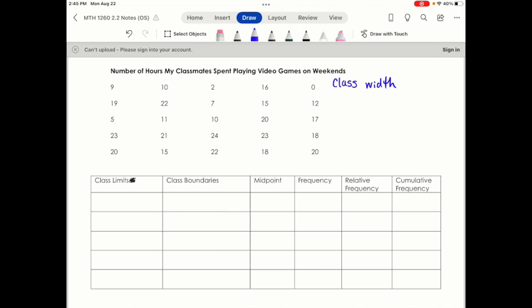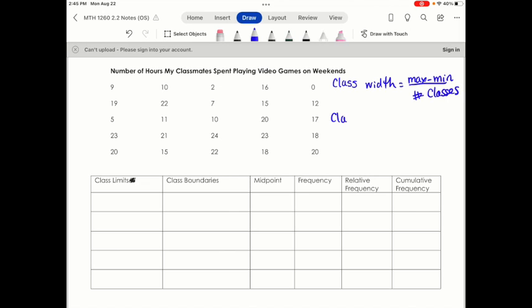And that will tell you how you can set up your class limits, which then helps us figure out how to set up our class boundaries. So everything is going to start with the class width. And remember, the class width is the maximum minus the minimum, and then you divide by the number of groups or classes.